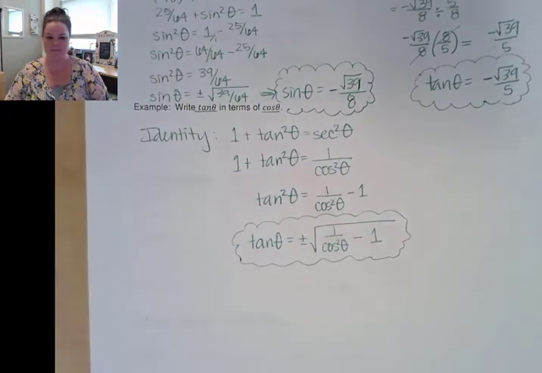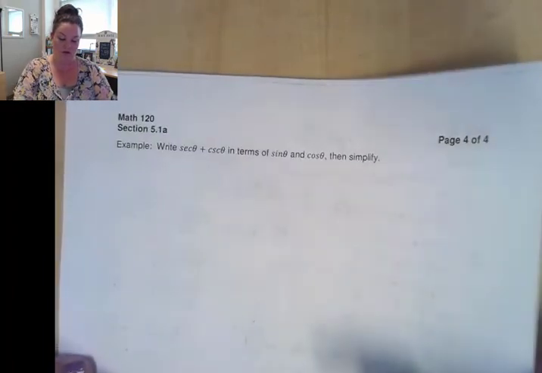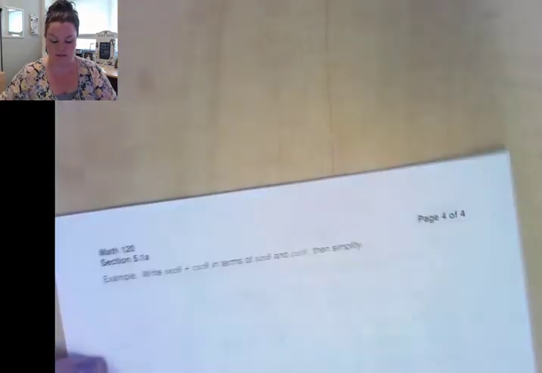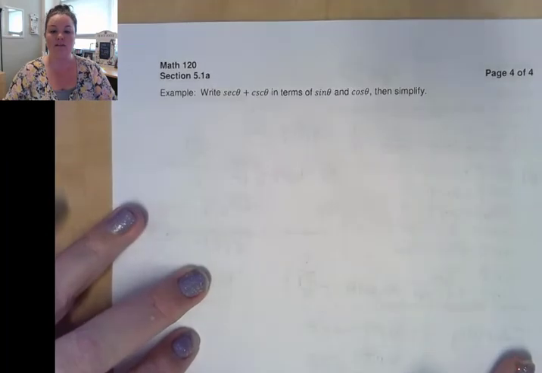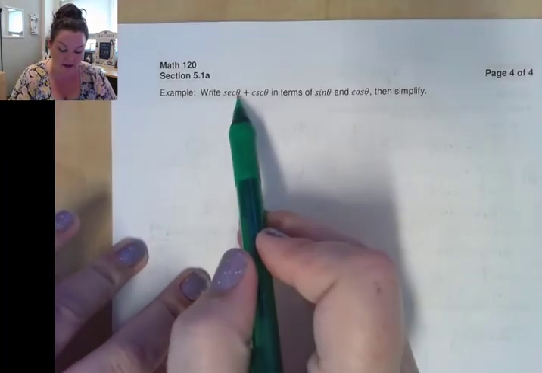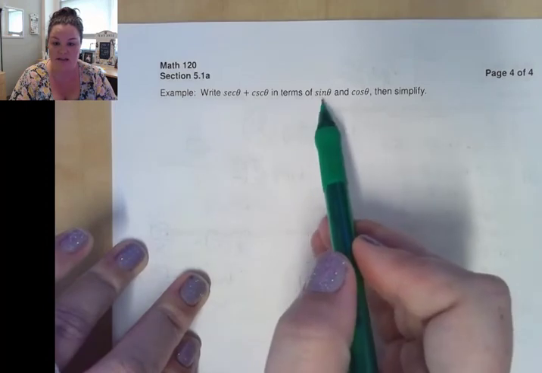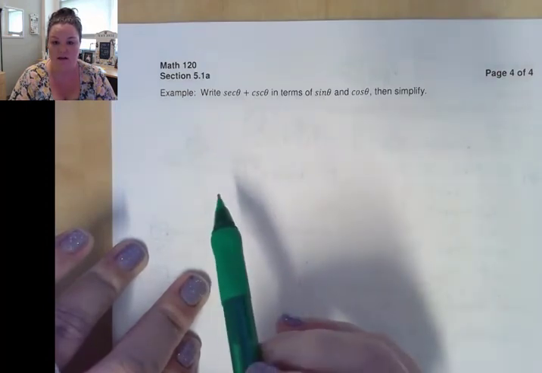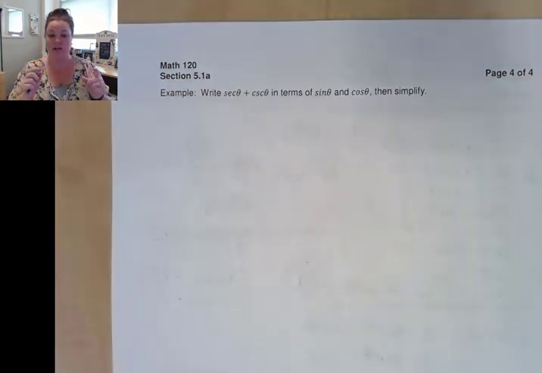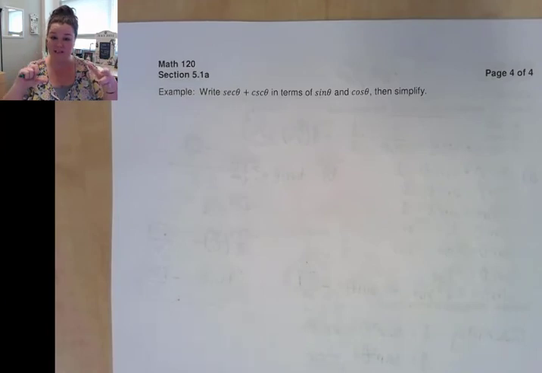All right, let's look at one more for this section. This one says we want to write secant theta plus cosecant theta in terms of sine theta and cosine theta. So I first need to find an identity that involves just sine and cosine. That's not going to be one of the reciprocal identities, because sine and cosine are not reciprocals.